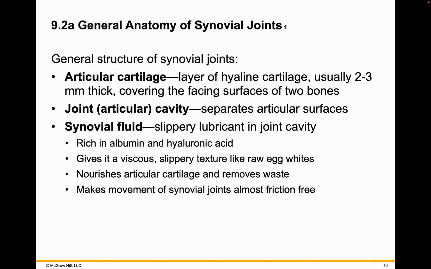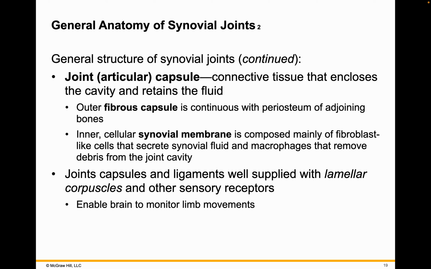It also nourishes the articular cartilage and gets rid of waste, and makes the movement of the synovial joint nearly friction-free. They have a joint capsule or articular capsule of connective tissue that encloses the cavity and retains the fluid. It's an outer fibrous capsule, which is continuous with the periosteum of the bones, and an inner synovial membrane composed of fibroblasts that secrete the synovial fluid and macrophages that remove debris from the joint cavity.